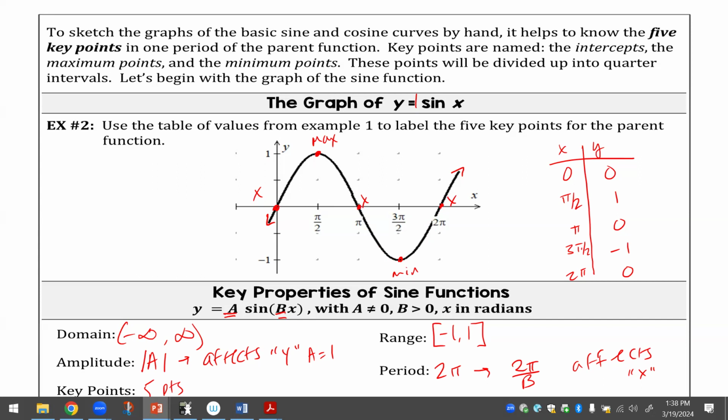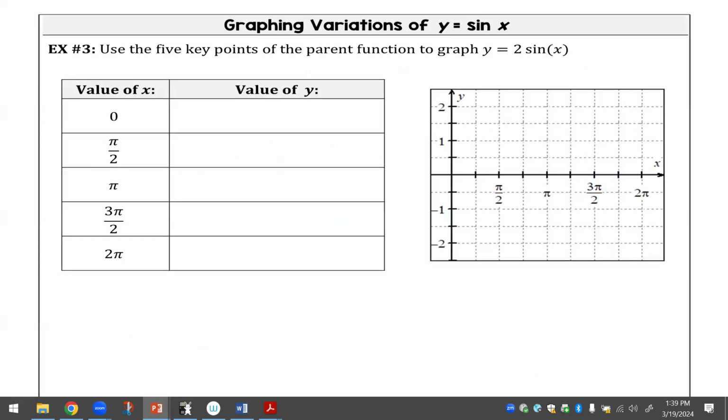All right, that's our parent function. Are we ready to do our first transformation? Here we go. We're going to talk about vertical dilation, my friends. So you should have room at the bottom somewhere to write. This is an example of vertical dilation. How do you spell that?